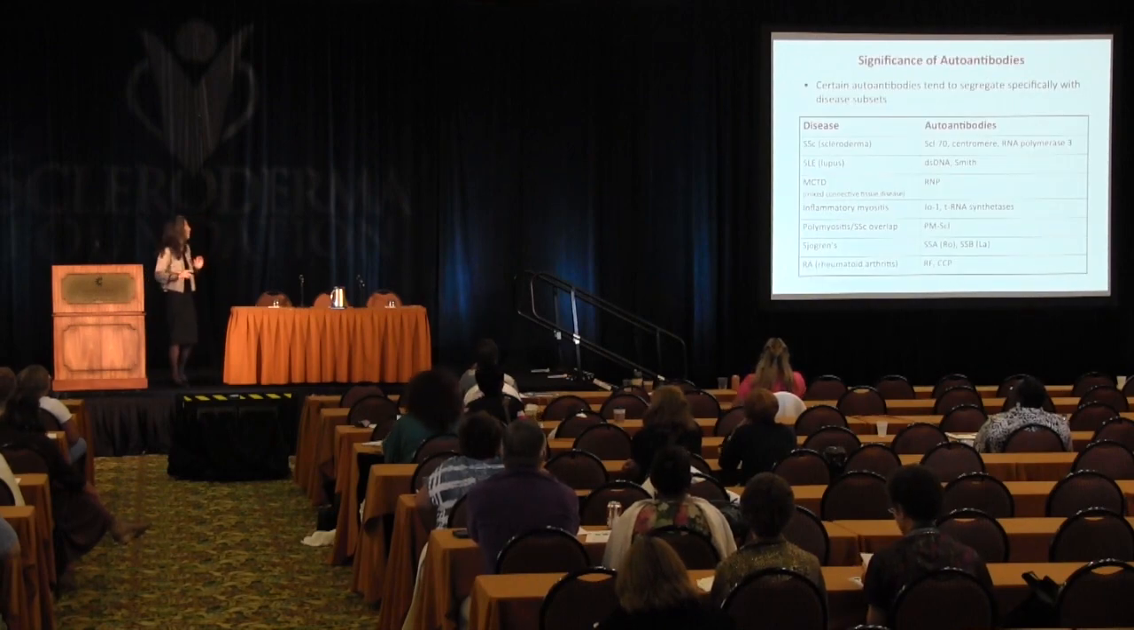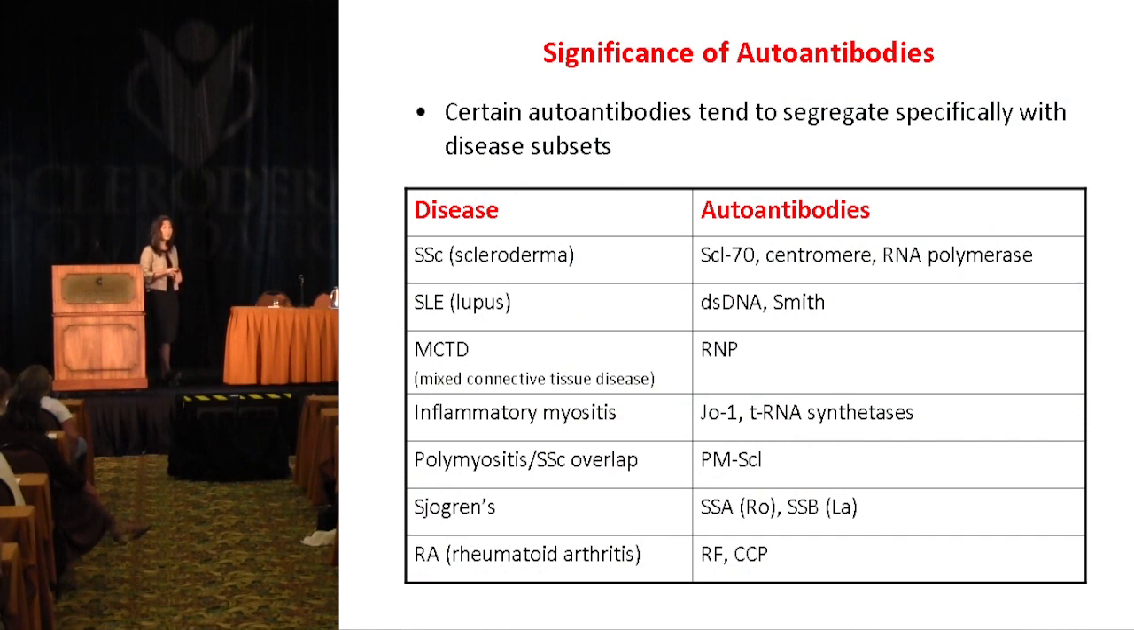It's long been known that certain autoantibodies tend to segregate specifically with certain disease subsets. For example, in scleroderma, there are 3 autoantibodies that tend to be highly specific for scleroderma. And what's interesting is they tend not to be overlapping. So you're either SCL70, which is topoisomerase, positive, or centromere, or RNA polymerase 3, but you don't happen to have multiple ones of these. So these are highly specific for scleroderma. I'll mention there are other diseases like lupus, where you can have a double-stranded DNA antibody, you can have a Smith antibody. MCTD is called mixed connective tissue disease, which is basically associated with a high titer of this RNP antibody.